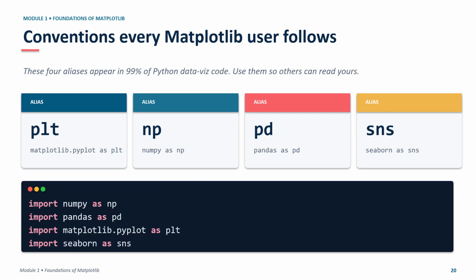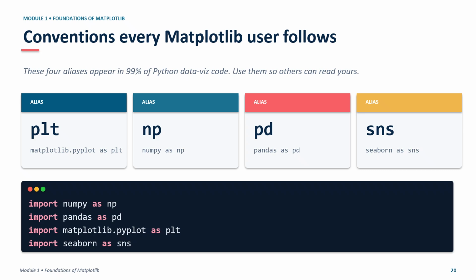And pd is for Pandas. Pandas is a library for data tables, data frames. Always it is imported as pd. And sns for Seaborn. Seaborn is a statistical visualization library built on Matplotlib, so it is always imported as sns.